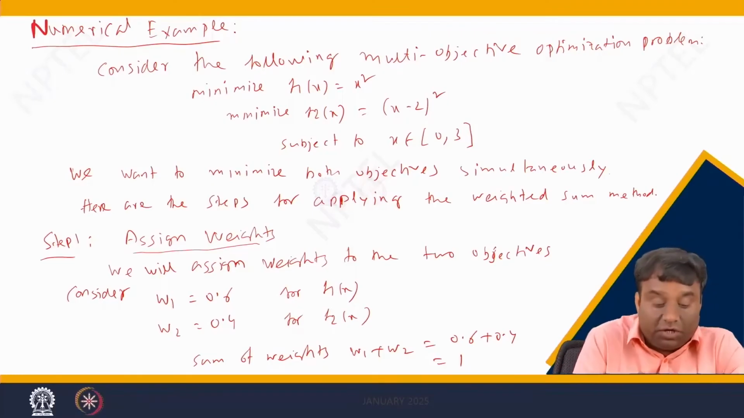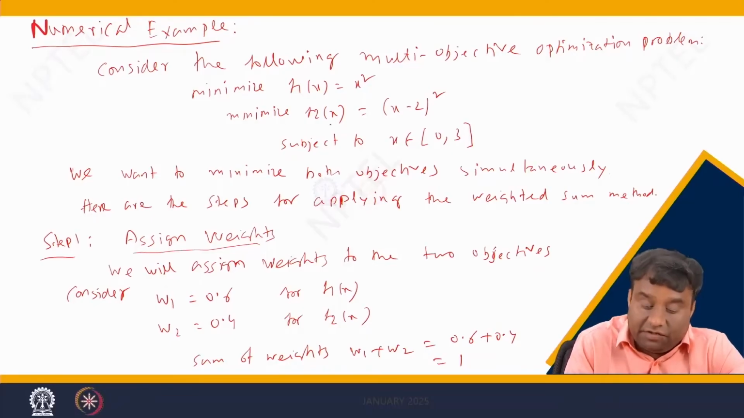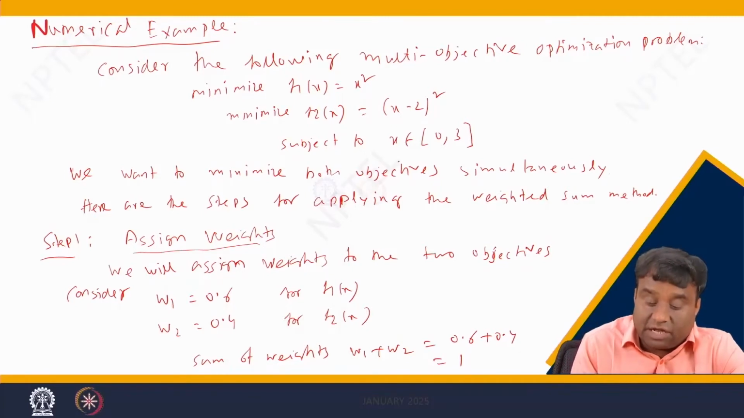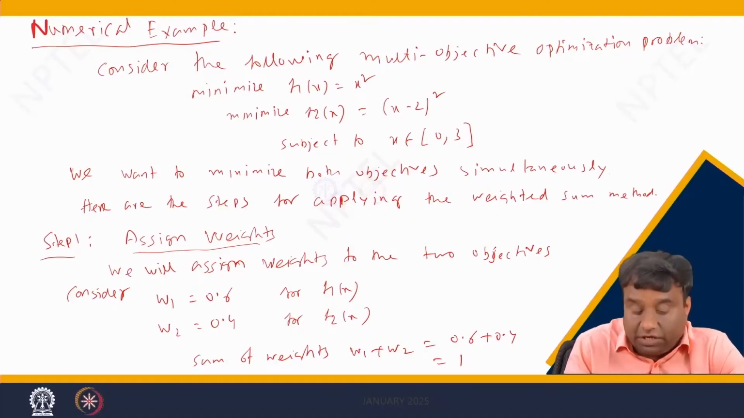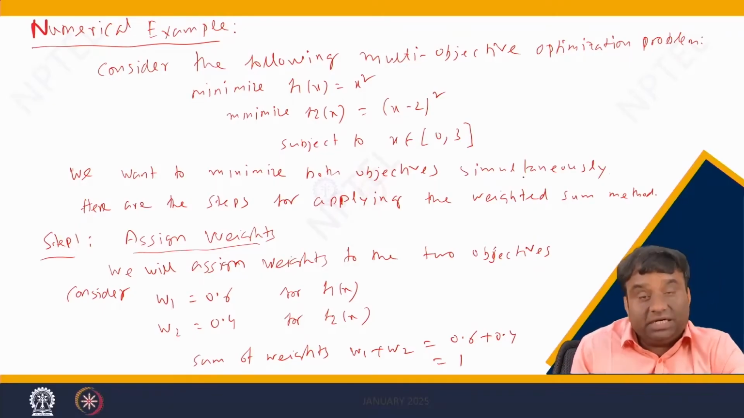So please try to understand one numerical example. Consider the following multi-objective optimization problem. Minimize f1(x) equal to x square, minimize f2(x) equal to (x minus 2) whole square, subject to x belongs to 0 to 3. We want to minimize both objectives simultaneously. So try to understand, if we want to minimize f1(x), at x equal to 0 we will get 0, and at x equal to 0 we will get f2(x) equal to 4. But that is not the objective of multi-objective optimization. So here we want to minimize both objectives simultaneously.